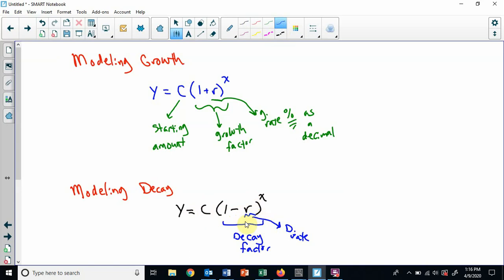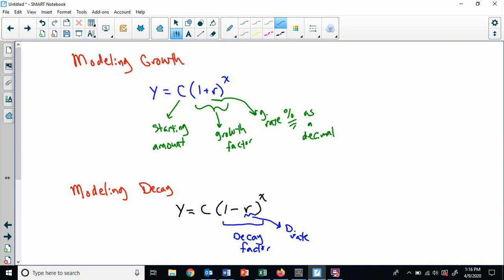Now this looks very much like those formulas that we did for money, interest. Very similar to that. Okay, so if you're growing, we're adding the rate. If we're decaying, we're subtracting the rate. So let me show you what this is going to look like.